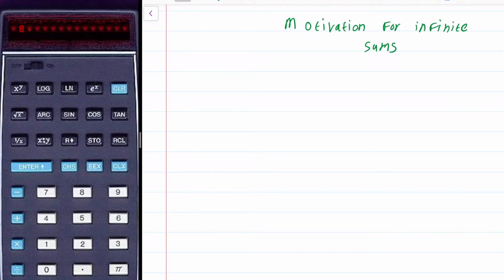An infinite series is an expression of the type summation a_n as n runs from 1 to infinity. One natural question that arises is: why do you want to study such infinite sums? Let me motivate using a real world example of scientific calculators.